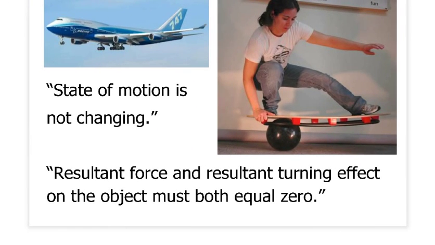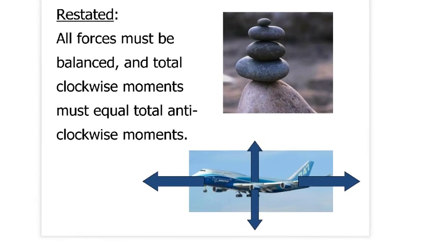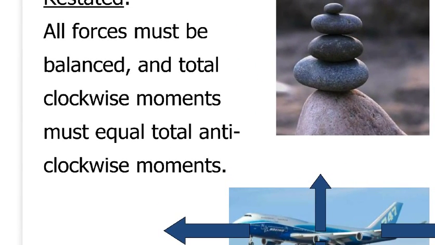So let's talk a little more about equilibrium and what's involved. These are the official conditions required, your equilibrium conditions, which is what this video is all about. The resultant force on the object, whether it's a plane or a person, must be 0, and the resultant turning effect must also be 0. To say that a little differently, all forces must be balanced and the total clockwise moments must equal the total anti-clockwise moments.